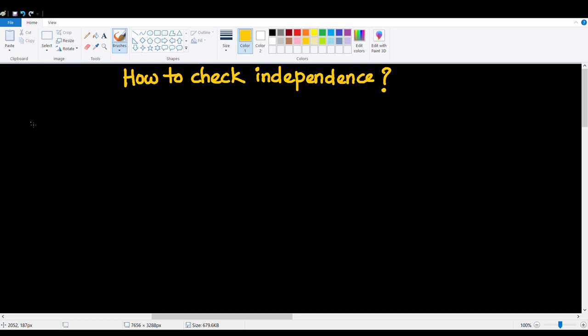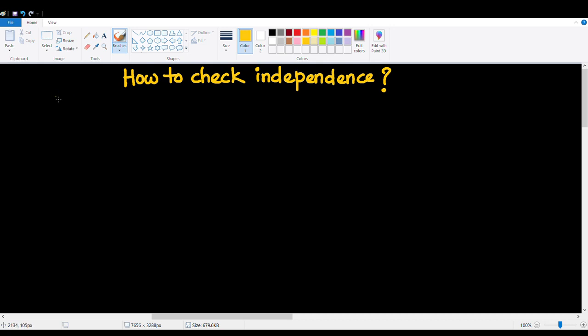Now, as you know, if two events or multiple events are independent, the probability of the compound event happening equals the product of the individual probabilities. Now, there might be events where you cannot identify them as independent or not at the very beginning. So how do we check independence?